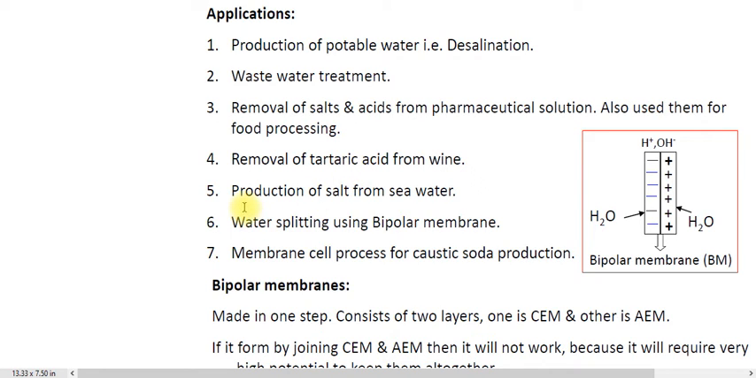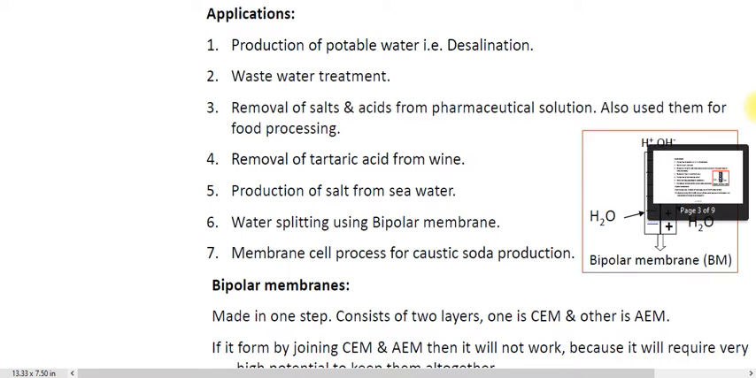Then the production of salt also, because here you will get the concentrated solutions, so that concentrated solution can be used for production of salt. It is also used for water splitting using the bipolar membrane. I will explain what the bipolar membrane is. It is also used for production of caustic soda by using the membrane based process. So now we will discuss the bipolar membrane.